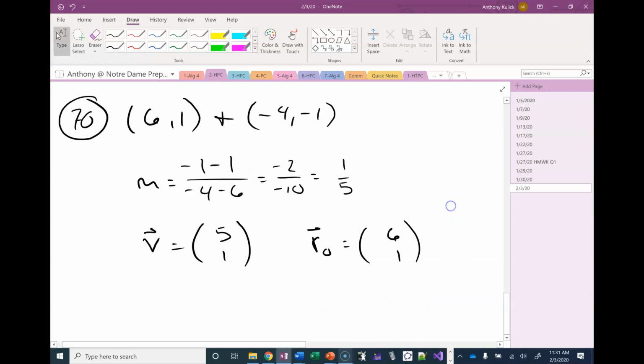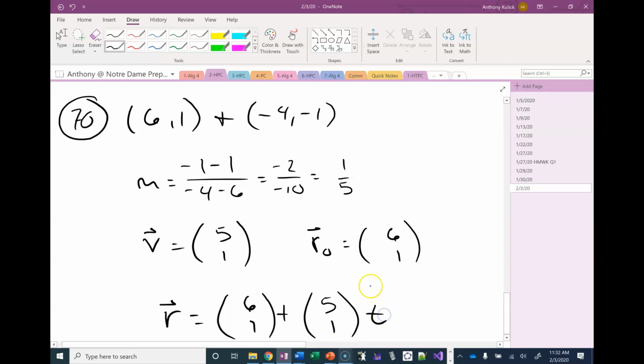I thought you said there could be multiple answers. Yeah. And that we could write this slope as 10 over 2 or -5 or -1 over -5, or, you know, like there's lots of different ways to do that. So my vector equation is just the point vector plus the slope vector times the parameter t. And I'm done.